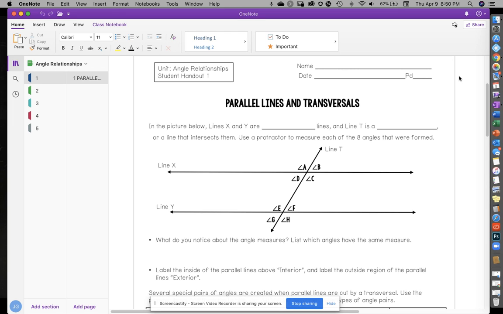All right, so welcome to the next unit. This is on angle relationships.